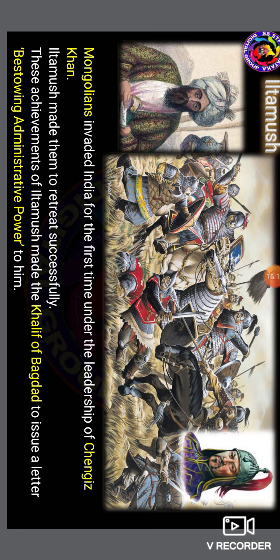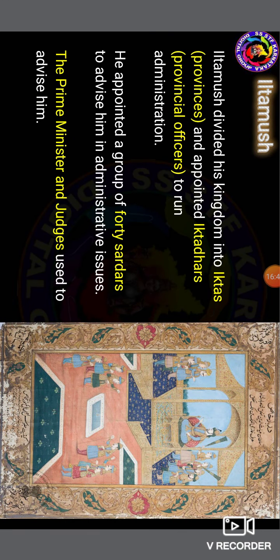This achievement of Iltutmish made the Caliph of Baghdad issue a letter bestowing administrative power on him. Iltutmish divided his kingdom into iktas, meaning provinces, and appointed iktadars, meaning provincial officers, to run the administration. He appointed a group of 40 Turkish nobles to advise him on administrative issues. The prime minister and judge also used to advise him.